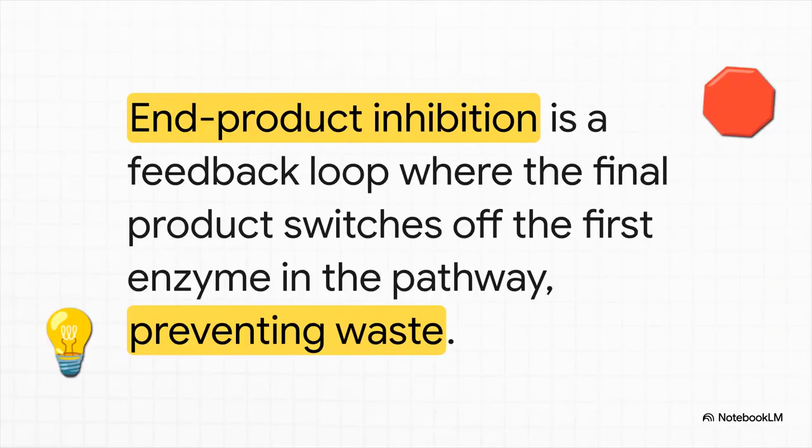The cell also has this other really elegant built-in control system. It's called end product inhibition. It's so smart. When the cell has made enough of a product, that very same product circles back to the beginning of the assembly line and just switches off the first enzyme. It's a perfect little feedback loop that basically says, okay guys, we're good for now, no need to waste resources.